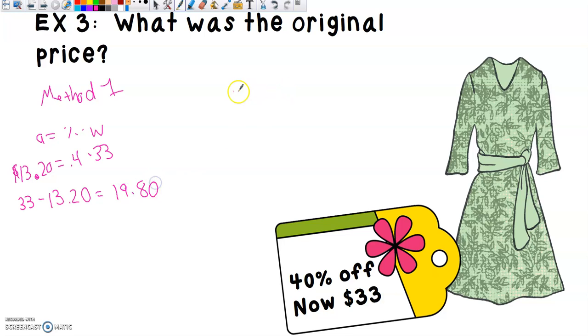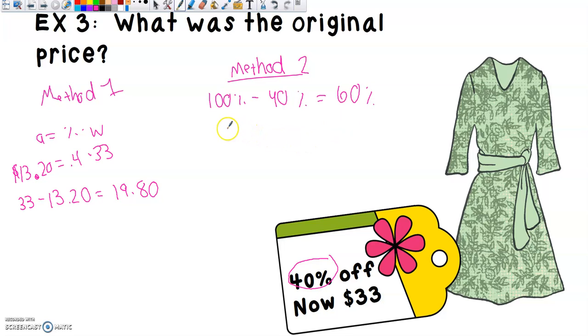Now let's look at method 2 over here. This is the shortcut method. So I'm going to be looking at this right off the bat, and I'll say 100% minus 40%, which obviously you could just do in your head really fast and easily, and that's the advantage to this system.